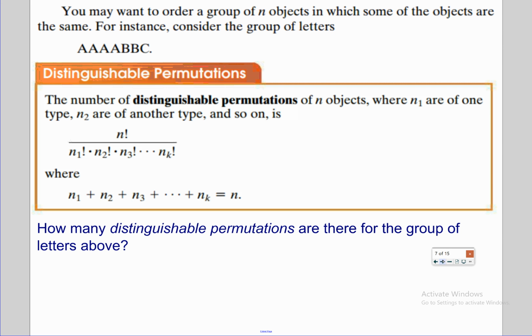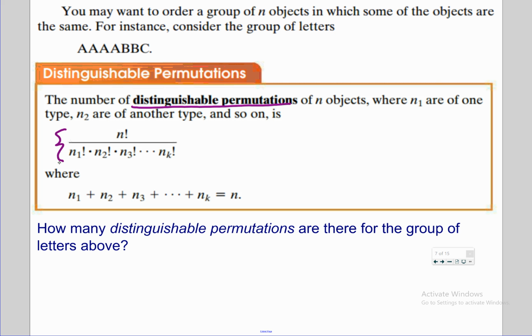So if you want the number of distinguishable permutations, if you have objects in the group that are identical, this is what we do. n factorial, again, that's our total. And then we're going to divide it by all of our n's, where the n1, the n2, the n3 are the number of objects of a certain type. Okay, so let me show you what this would look like with the letter example at the top.